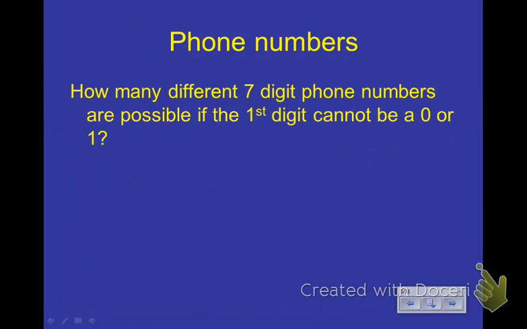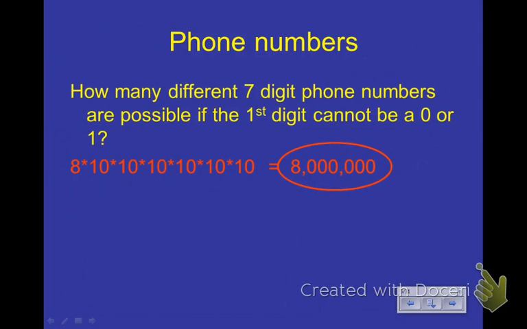Here's a question, just a couple more examples here. How many different 7-digit phone numbers are possible if the first digit cannot be a 0 or a 1? Well, I would try to do 7 spots, 7-digit phone number, so I make out 7 spots. And each of those, I've got 10 choices, except for the first one, because it can't be a 0 or 1, so there's only 8 choices. So I make my 7 spots, put in my number of choices, 8 times 10 times 10 times 10 times 10, that's 8 million. So there's 8 million different phone numbers there.